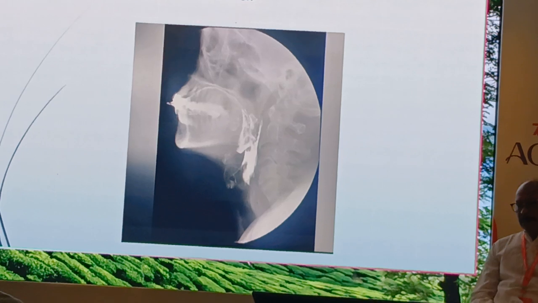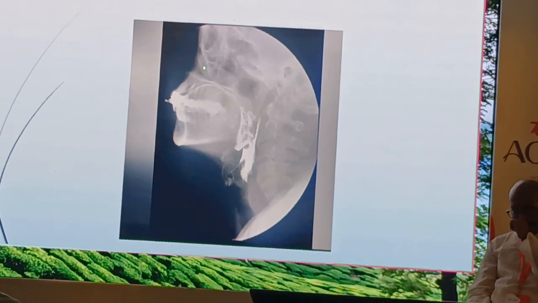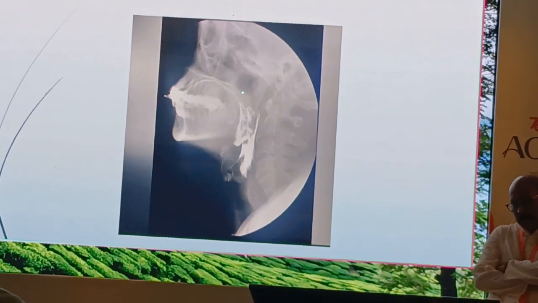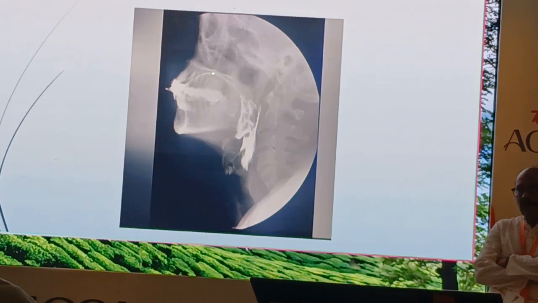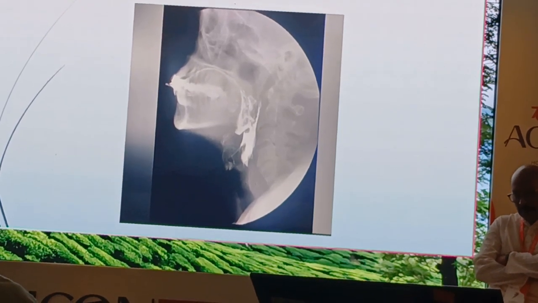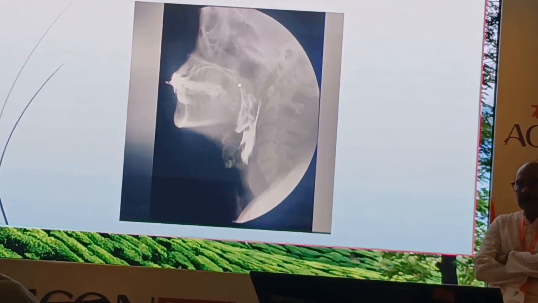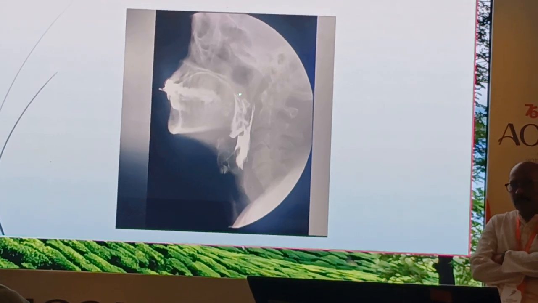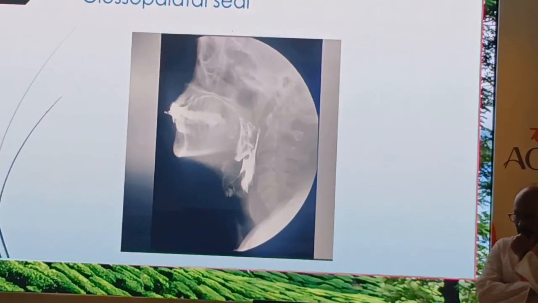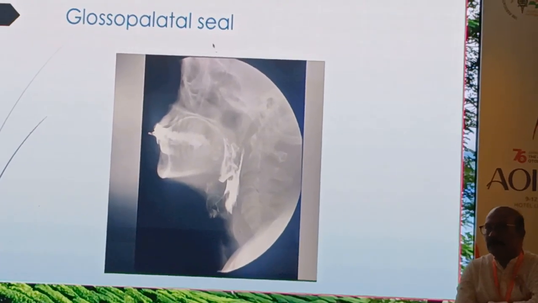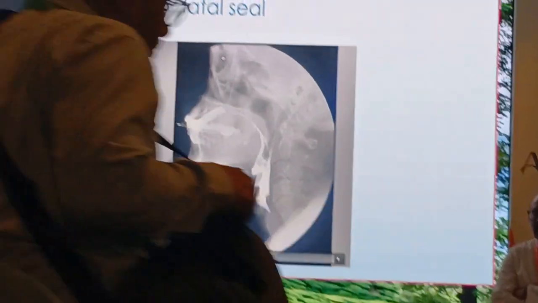Also, another thing that needs to be seen is the glossopalatal seal. Now, mind you, this here is the soft palate. This coated thing is the tongue. What we need to see is whether the tongue, or rather the base of the tongue, is coming in contact with the soft palate. Watch this here.